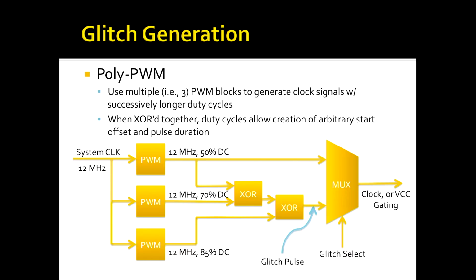So you'll see in the picture, 70% means that the waveform is on 70% of the time, off 30% of the time. And then the third one is 85%. And then what you do is you feed these into a XOR gate, and then the output of that, couple it with one more XOR, so it's basically like you're XORing the 2 signals and then XORing in the third signal with it. And then that'll get you a glitch pulse. And then again, you just take your select line to go between the original clock and then the shorter pulse.